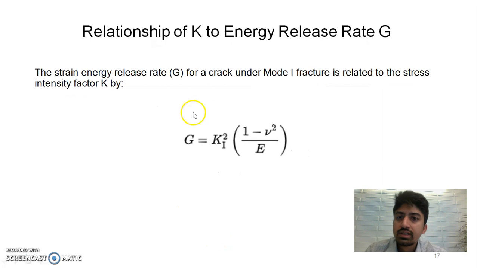This is the relationship of stress intensity factor to the energy release rate G. If you want to find out either one of the two when the other is given and one is not given, then we can find it out with the help of the one that is given, and with Poisson's ratio and Young's modulus.